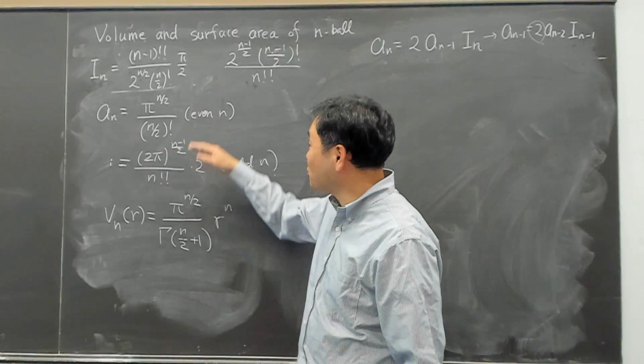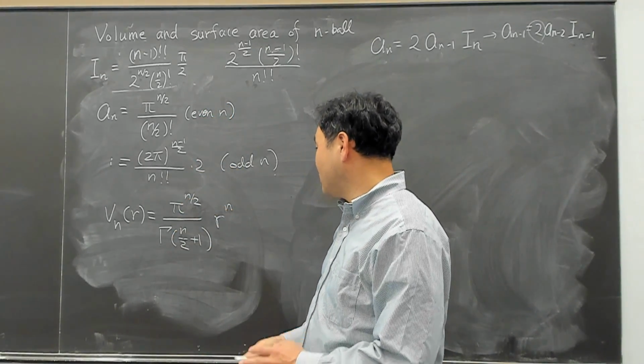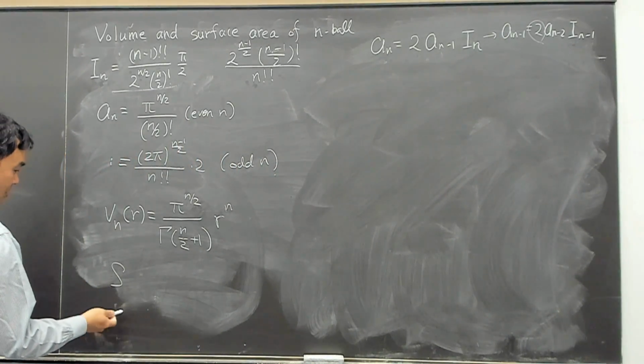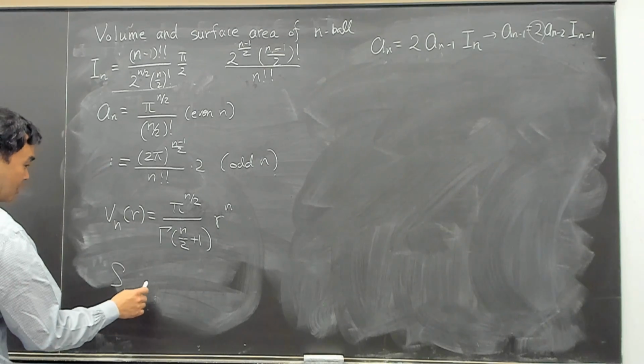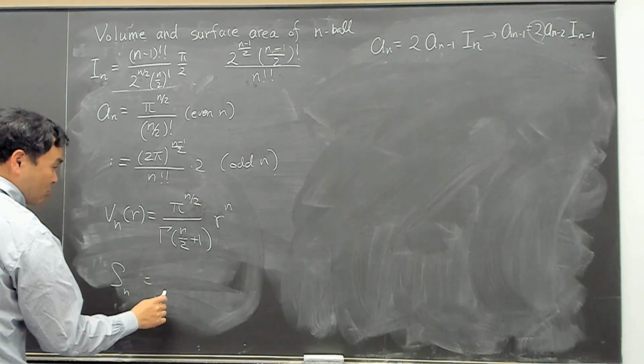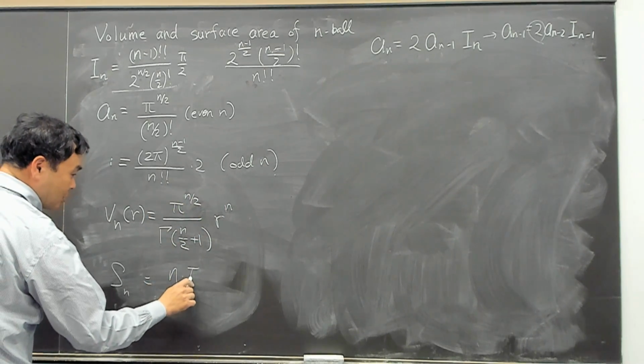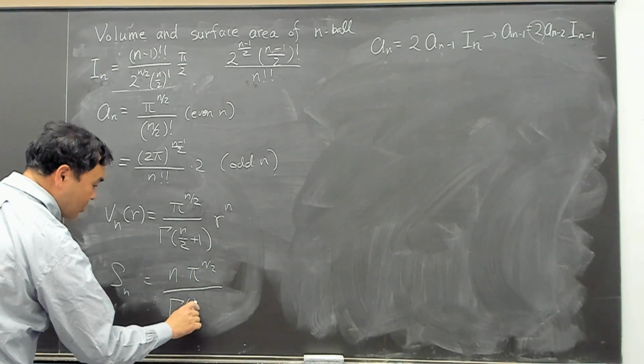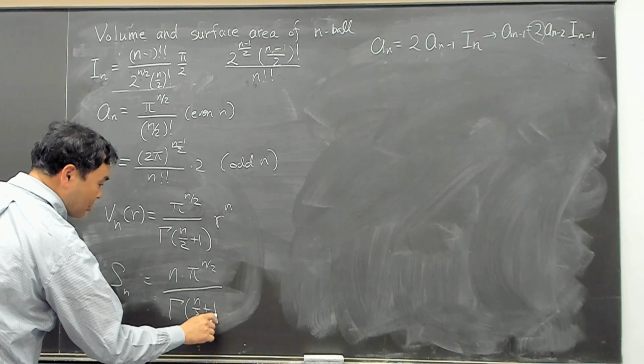All I see is that there's a way to express both even and odd in this case, so that the surface area of Sn will be, you simply differentiate this, so it's n times pi to the n over 2 over gamma of n over 2 plus 1.